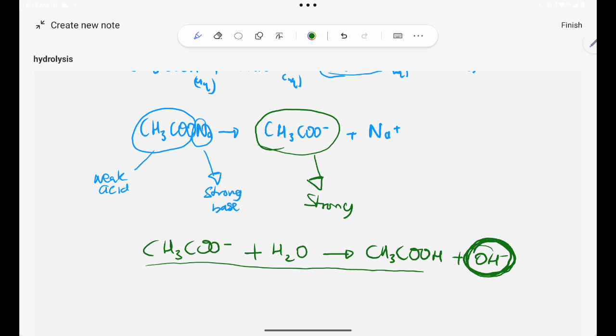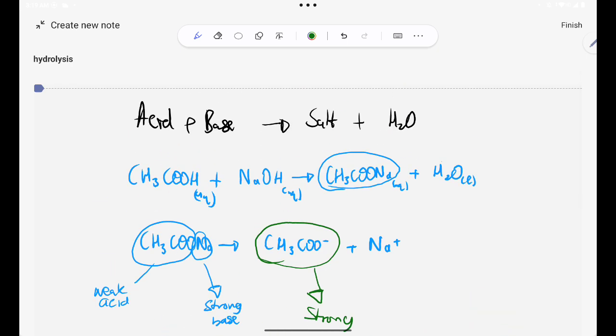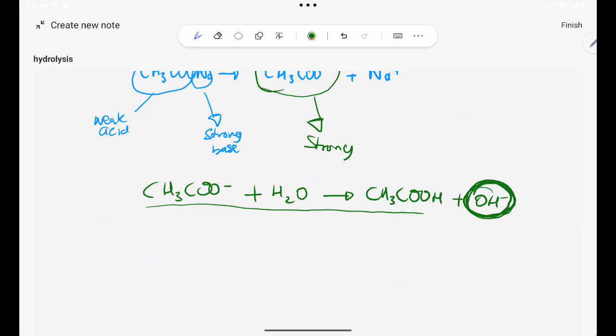Are we together? So I'm expecting to find my pH to be greater than 7, and it makes sense because I've mixed a weak acid and a strong base. Definitely, my solution will be basic or alkaline. Are you together? And this is how you prove it, by hydrolysis.